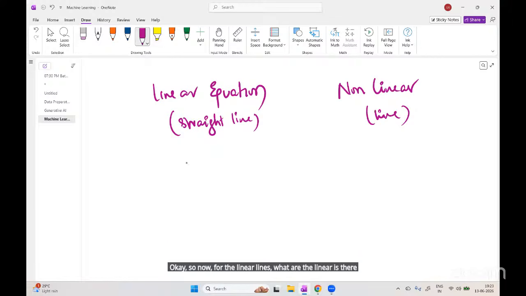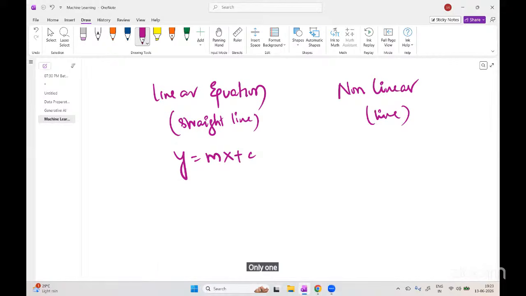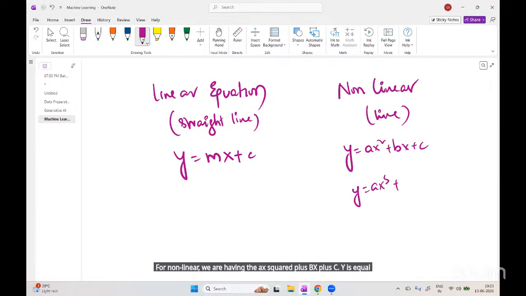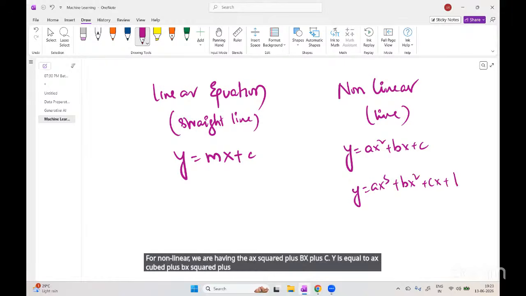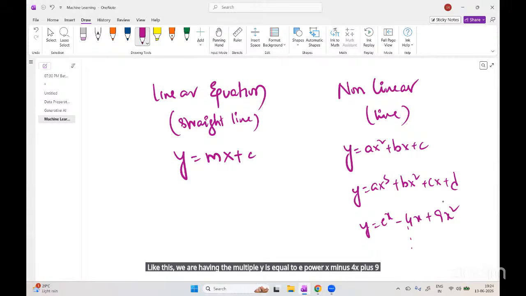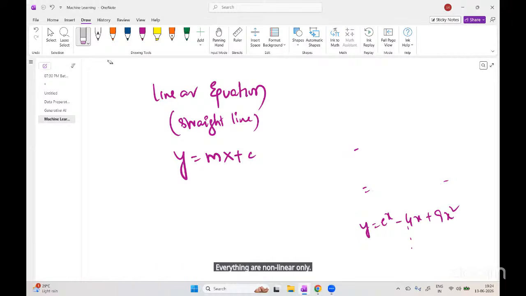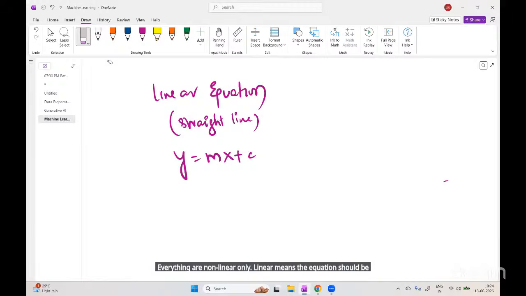The relation between x and y should be only y = mx + c. This is the only equation. Only one and only equation. For non-linear, we have ax² + bx + c, or y = ax³ + bx² + cx + d. Like this, we have multiple. Y = e^x - 4x + 9x², something, anything, no restriction. Everything is non-linear only. Linear means the equation should be only y = mx + c.